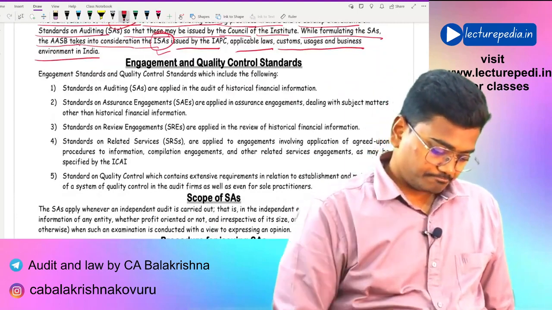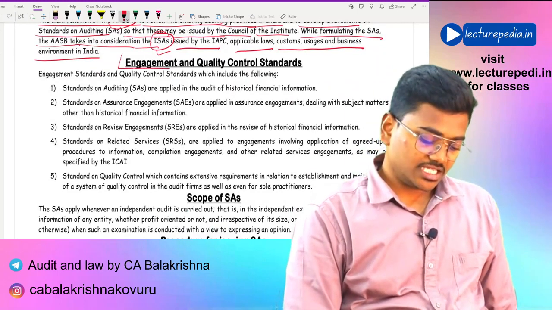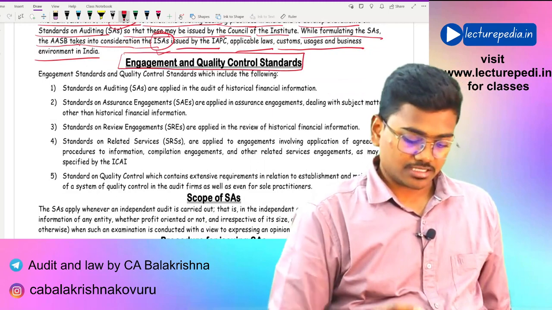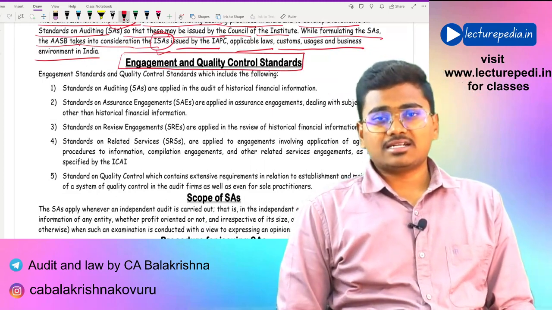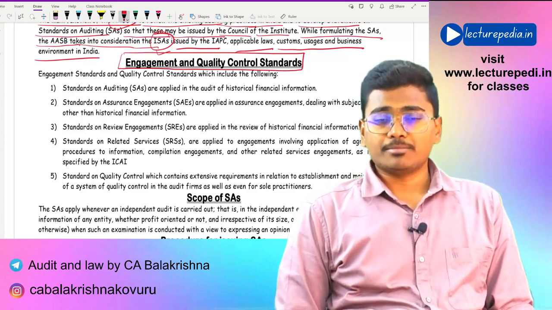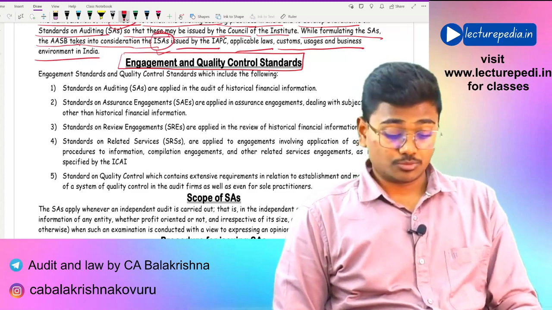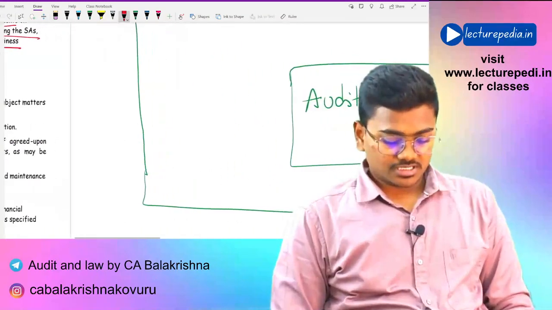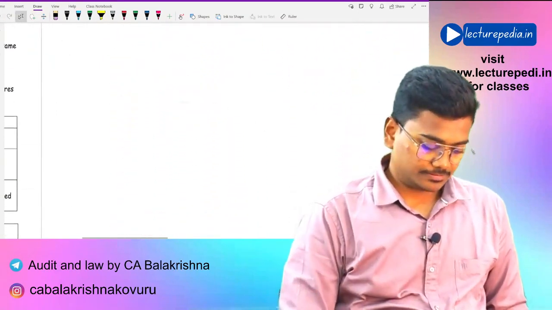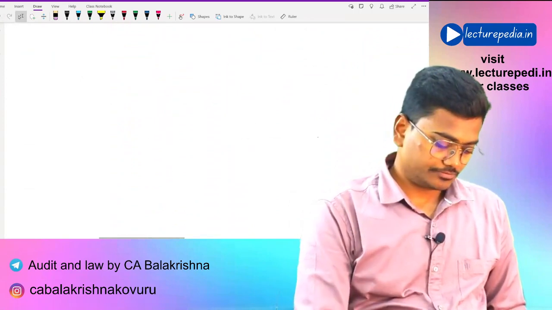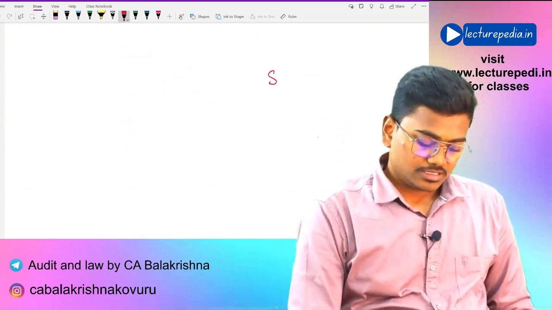Next, engagement and quality control standards. Basically, there are various types of standards that will be developed by the Auditing and Assurance Standards Board. What are those various types of standards? Let us see. Standards.